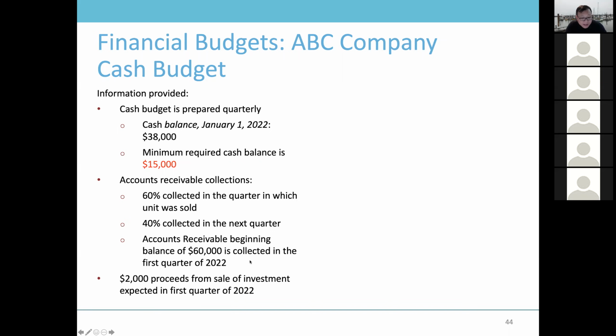The beginning AR balance for the first quarter of 2022 is 60,000, okay? And also in the first quarter, we are going to sell an investment in the amount of $2,000. So we are able to get $2,000 from the sale of the investment in the first quarter, okay?